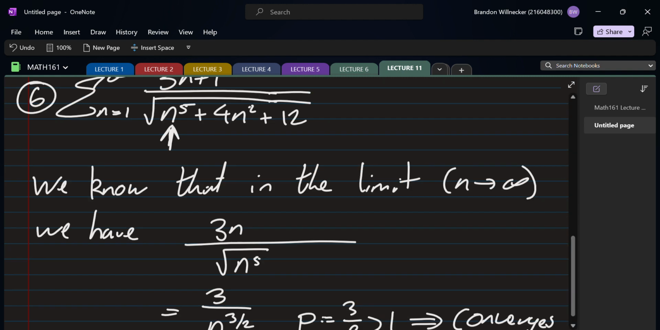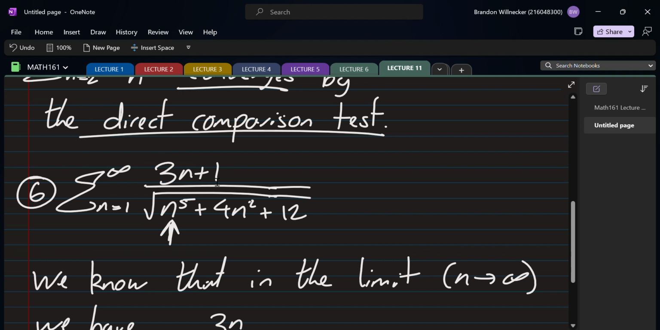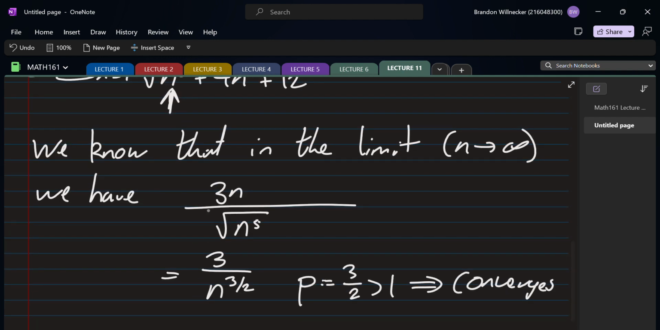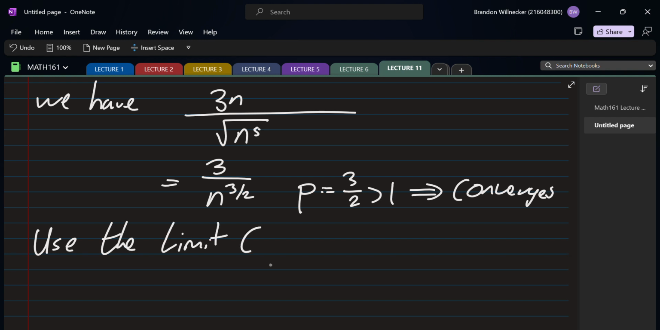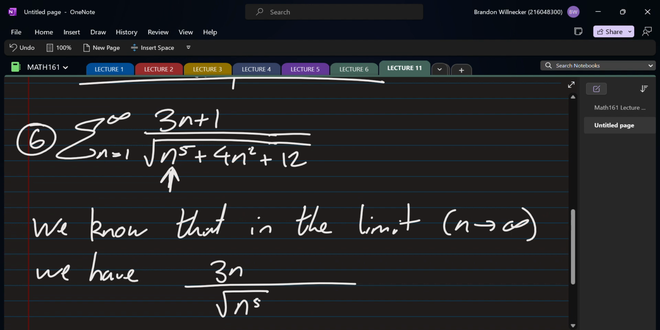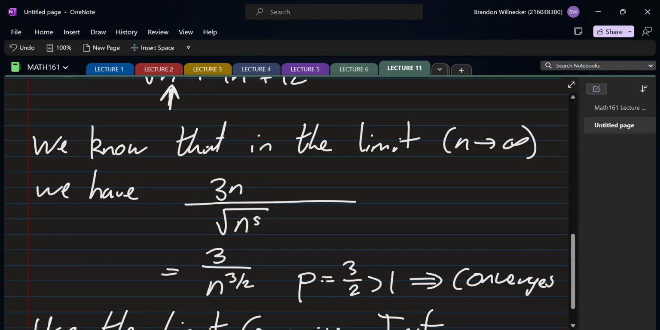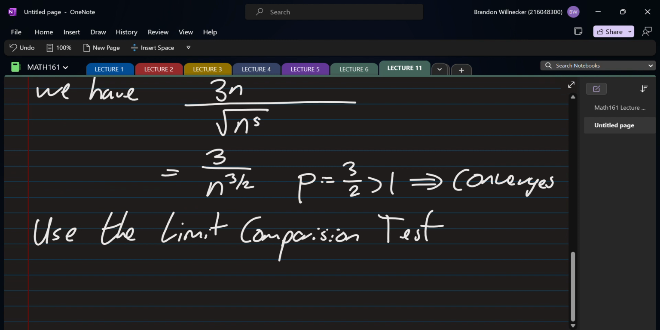Okay, so what have we done so far? We've looked at our series, we've looked at the terms here, and we saw that in the limit, this term, the 3n plus 1 over the square root n to the 5 plus 4n squared plus 12, this term looks like 3 over n to the 3 over 2 in the limit, which we know converges. So since we have something that converges in the limit, we should be using the limit comparison test. Okay, so these are the things that you should be looking for. So use the limit comparison test. Okay, so we took the limits of what we've got here. We ended up with a series that converges, so we should use the limit comparison test.